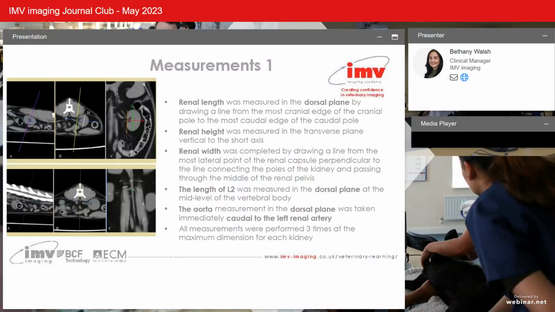The length of L2 was measured in the dorsal plane at the mid-level of the vertebral body. The aorta measurement in the dorsal plane was taken immediately caudal to the left renal artery. All these measurements were performed 3 times at maximum dimension for each kidney.